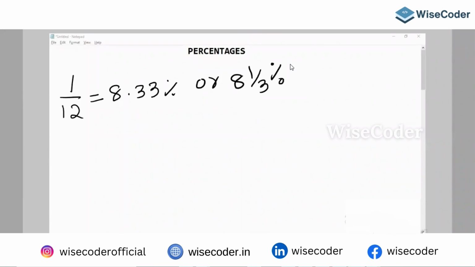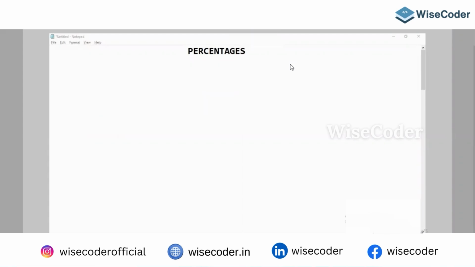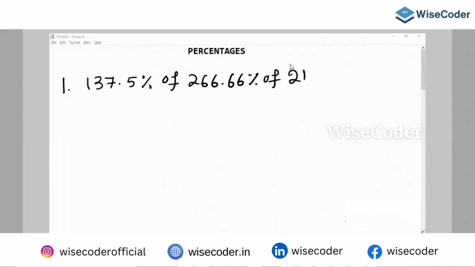Fraction values are very very important. Why is it important? Let's check with an example. Let's take this question: 137.5% of 266.66% of 240 is equal to how much? Please pause the video and try to solve it.